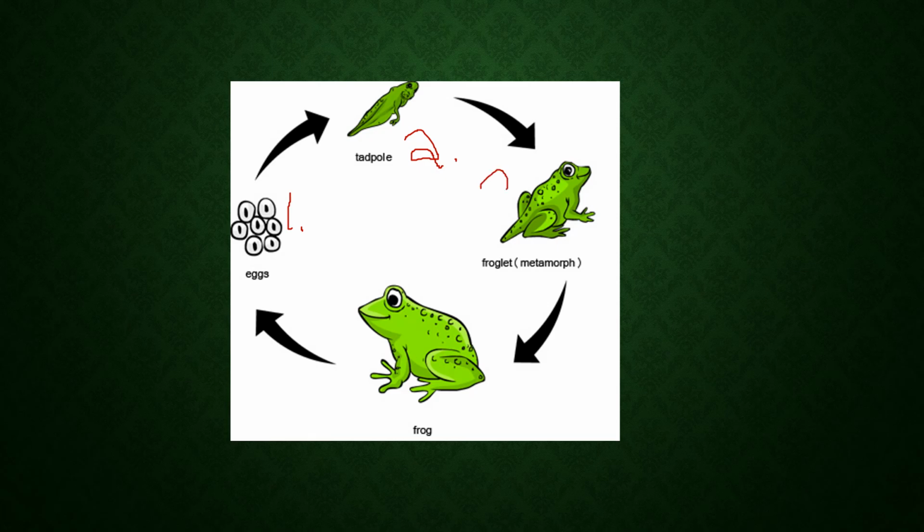This is the 3rd stage of the frog life cycle, called the froglet or the metamorph. I believe there's also some other names used out there, but froglet makes the most sense to me because it's frog-like, but it's not exactly the same thing as a frog. You can see the hind legs are beginning to develop from the tadpole phase, and the tail that was there is beginning to shrink. And then finally, in the 4th phase, you'll have the full-fledged adult frog.